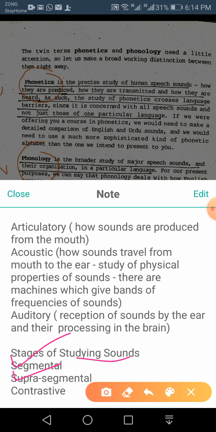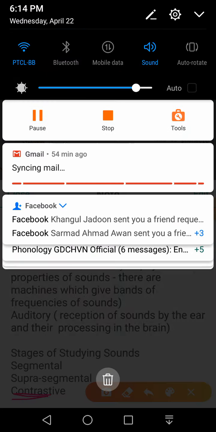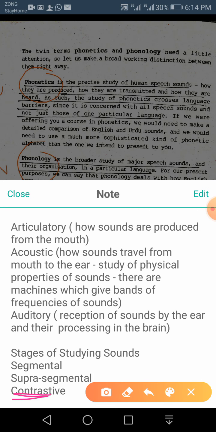The second study of sounds is sounds in context or sounds in connected speech. This is known as suprasegmental phonology. And the third study of sounds is known as contrastive phonology. In contrastive phonology, we are going to contrast English speech sounds with Urdu speech sounds. One another language is taken up for study. So there are three levels or three stages of studying sounds. One is segmental, another one is suprasegmental, and the third one is contrastive study.